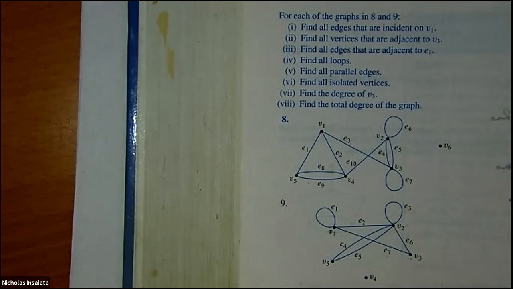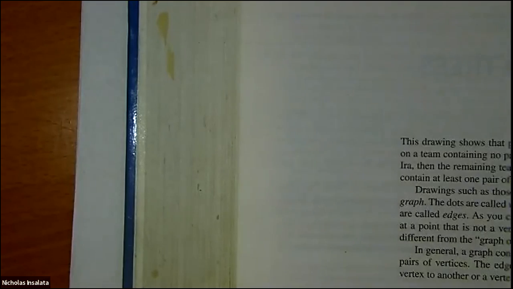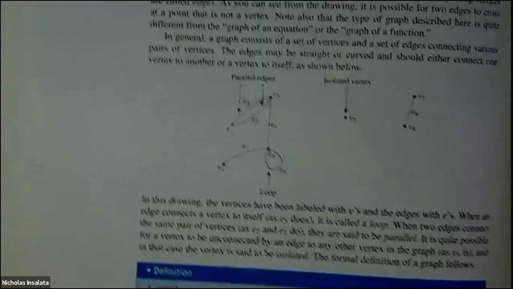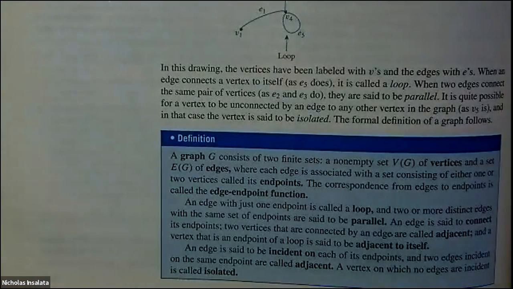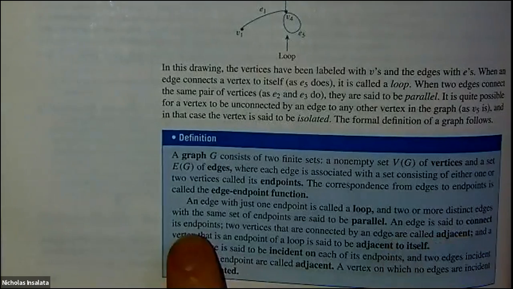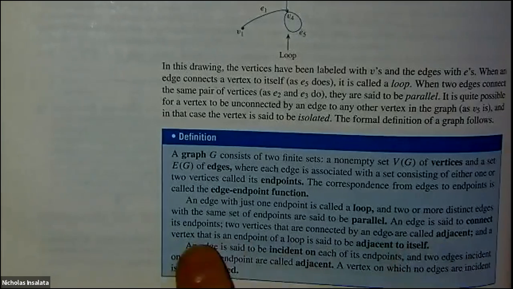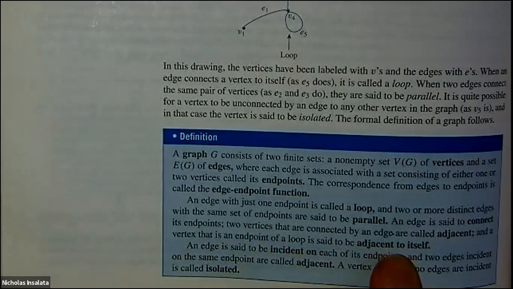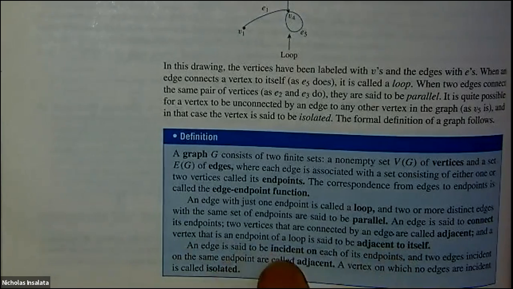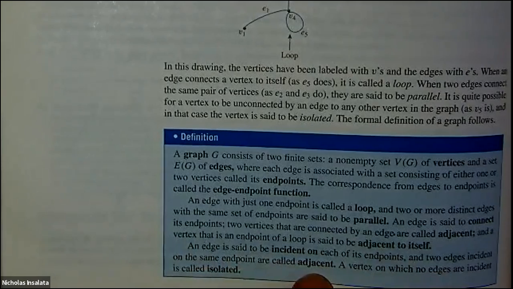Okay, so let's go back and look and see if an edge can be adjacent to itself. Okay, so here's the little definition part. So an edge is said to connect its endpoints. 2 vertices that are connected by an edge are called adjacent. A vertex that is at the end point of a loop is said to be adjacent to itself. An edge is incident on its endpoints, and 2 edges incident on the same endpoint are called adjacent.